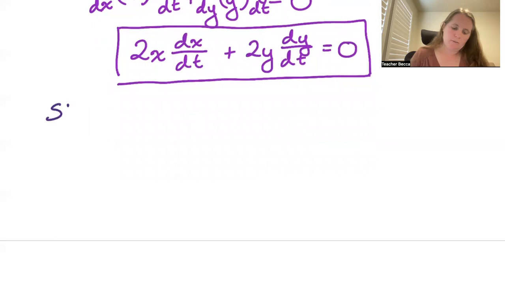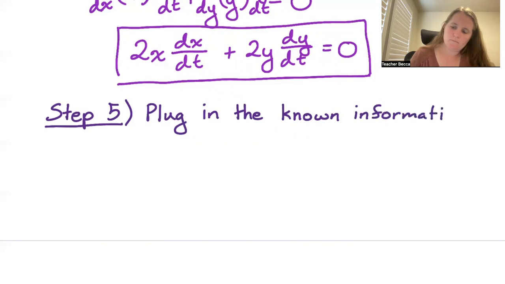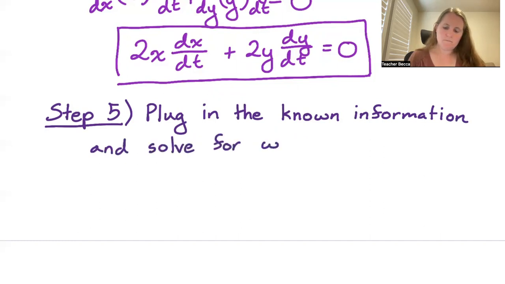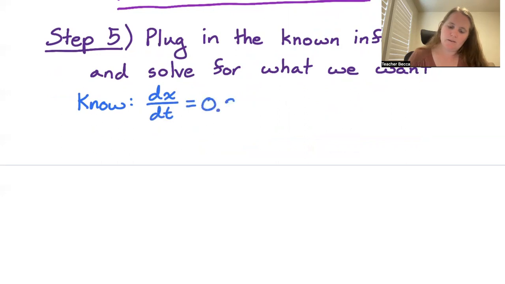So next up, step 5. We have to plug in the known information and solve for what we want. Again, the information we had was that we know that dx dt is equal to 0.25. We want dy dt when x equals 12.